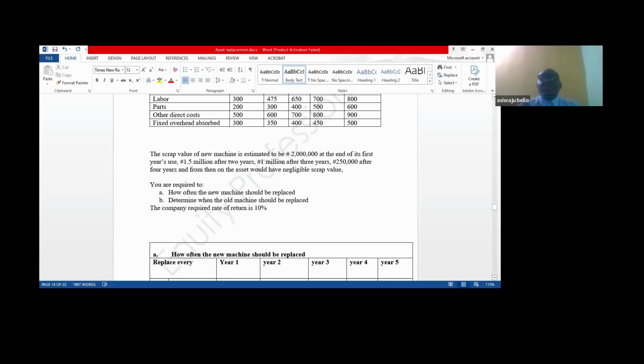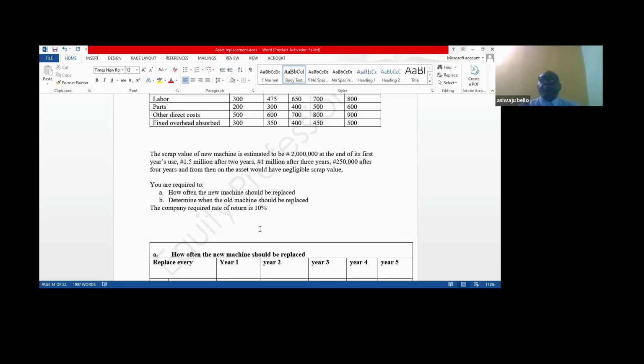The machine is for 5 years. Look at it. The scrap value after year 1, 2 million. After year 2, 1.5. After year 3, 1 million. After year 4, 250. From then on, the scrap value becomes negligible. That means after year 5, the scrap value is 0. So the question is, how often should we replace the new machine?